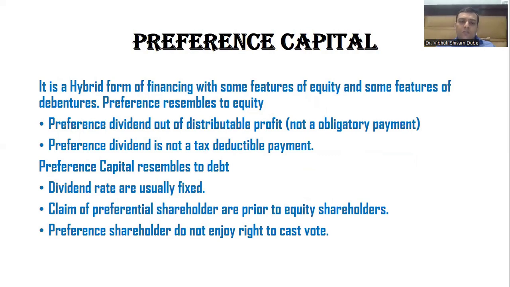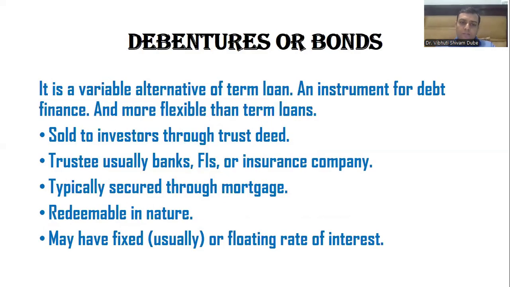The next one is preference capital. It is a hybrid form of financing with some features of equity and some features of debentures. Preference capital resembles equity in that preference dividend is paid out of distributable profit and is not an obligatory payment. Preference dividend is not a tax deductible payment. Preference capital resembles debt in that the dividend rate is usually fixed. The claim of preference shareholders is prior to equity shareholders. Preference shareholders do not enjoy the right to cast a vote.